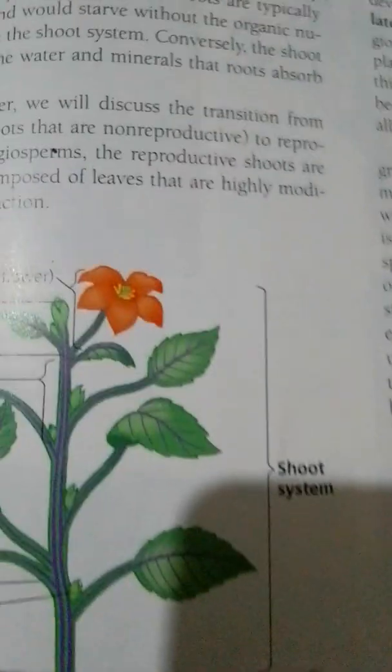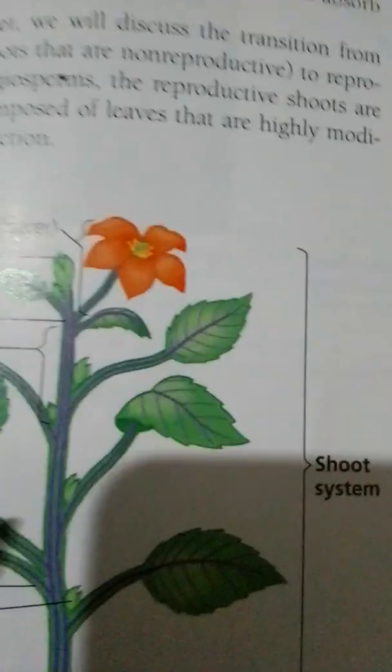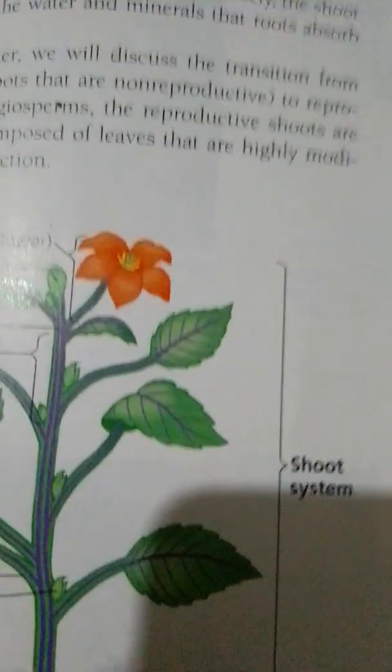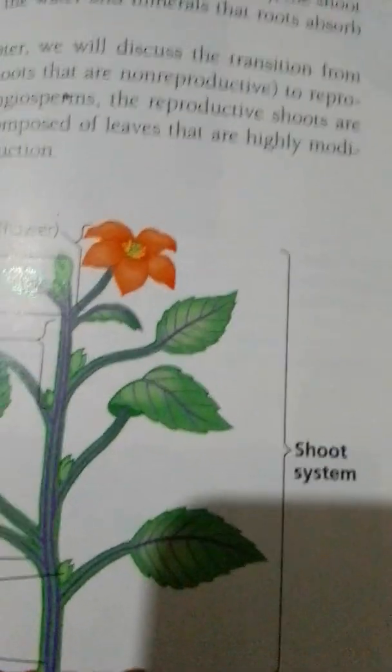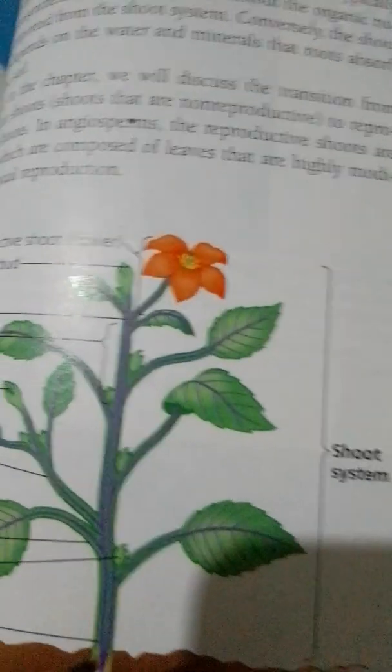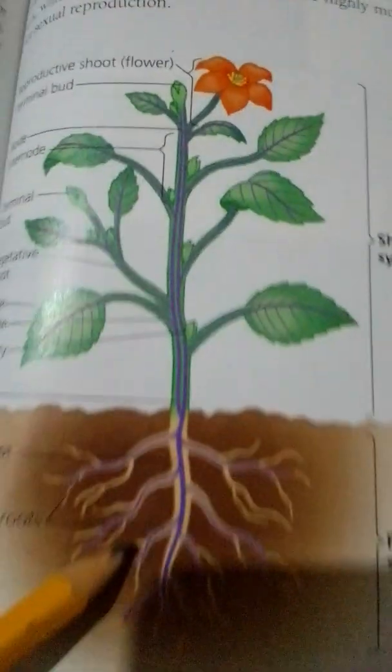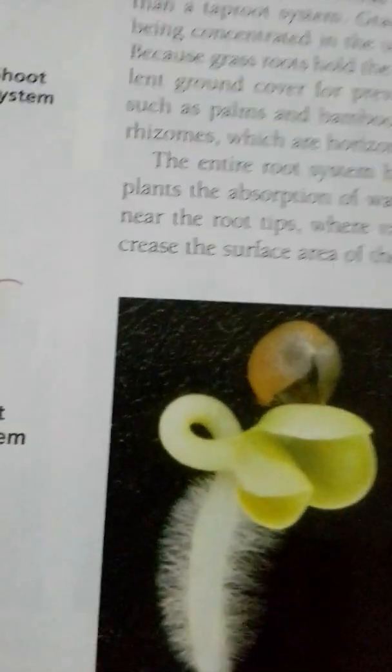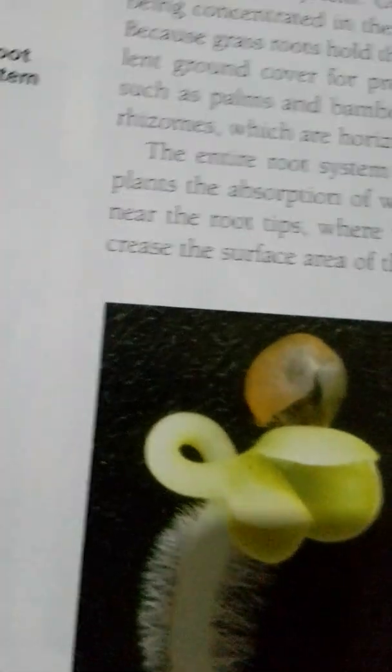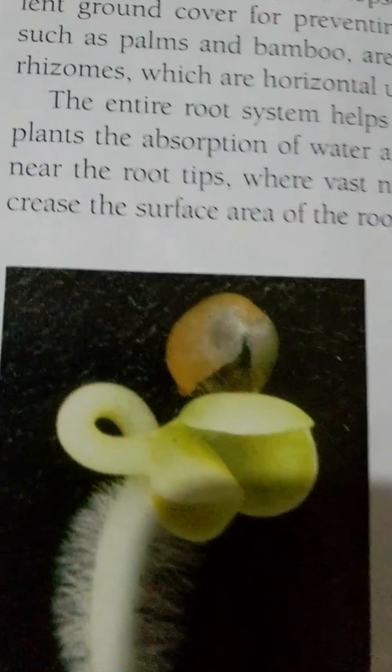Notice the reproductive shoot, flower, terminal bud, node, internode, terminal bud, vegetative shoot, blade, petiole, axillary bud, stem, taproot, lateral root. Notice the root hairs and root tip, growing by the thousands just behind each root tip. Root hairs increase the surface area for the absorption of water and minerals by the roots.